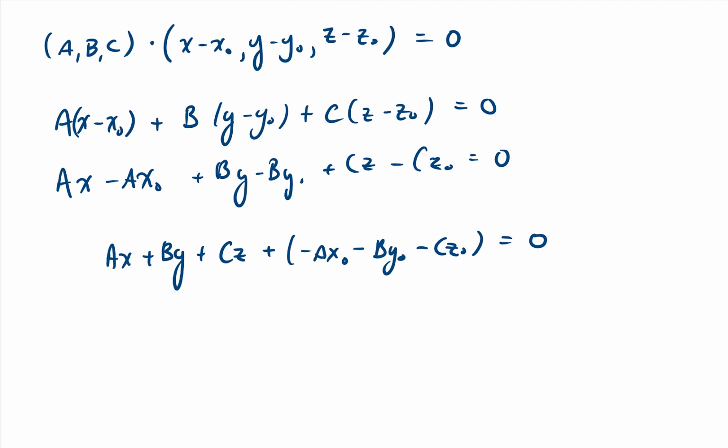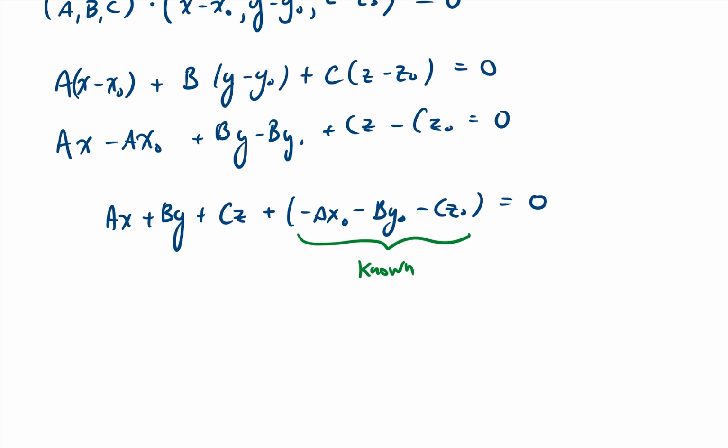Remember that x0, y0, and z0 are a known point, and A, B, and C is the normal to the plane, so that is also a known value. So all this is known. It's a known point with a known normal to the plane. And if that's all known, that is going to be a constant. And what I'm left with is the following equation: Ax plus By plus Cz plus some constant, we'll call it D, equals 0.